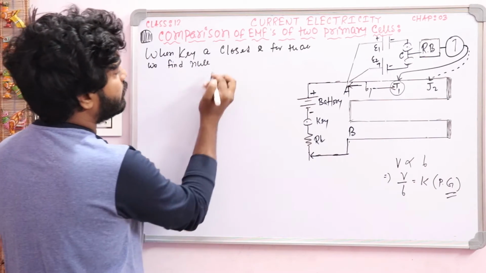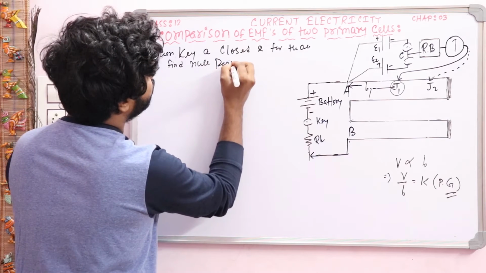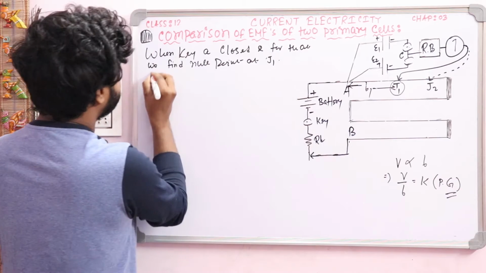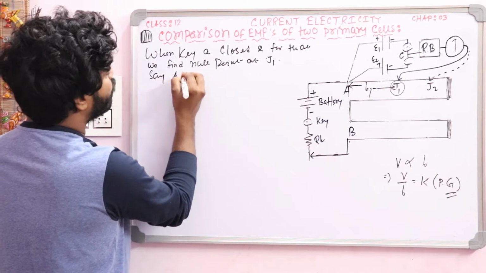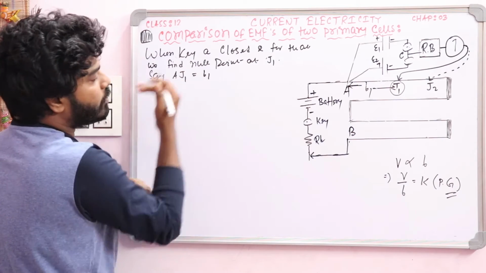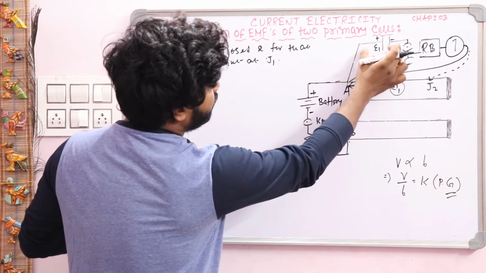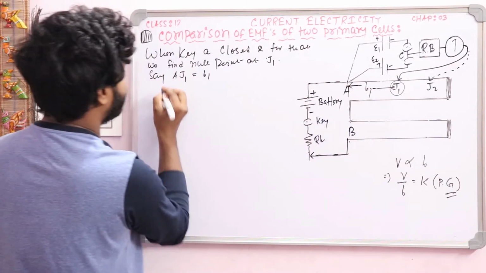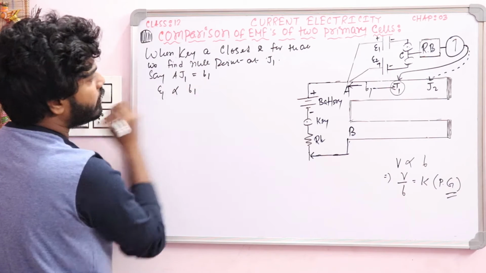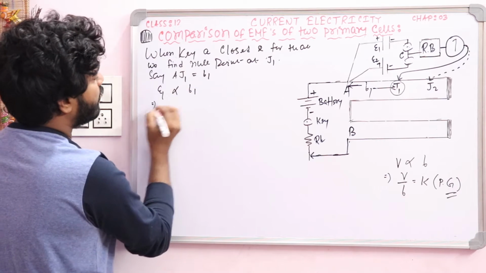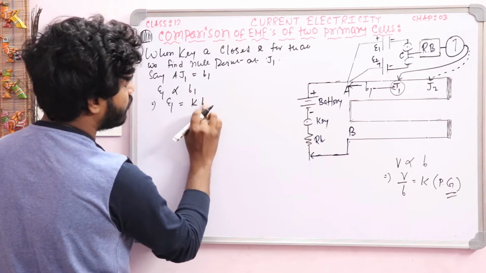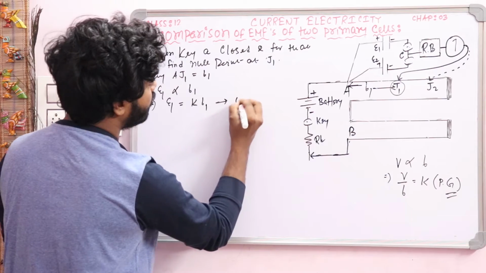So we find the null point at J1, say AJ1 is equal to L1. So according to the principle of potentiometer, we can say that E1 is directly proportional to L1. E1, that is the voltage drop, is proportional to the length of this wire. So from here you can say E1 is equal to K into L1. This is our equation number 1.